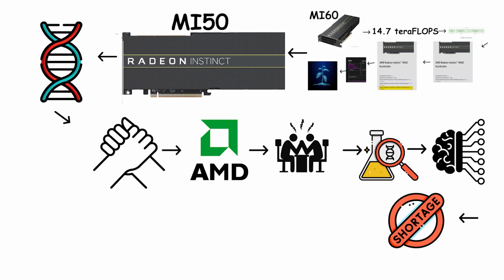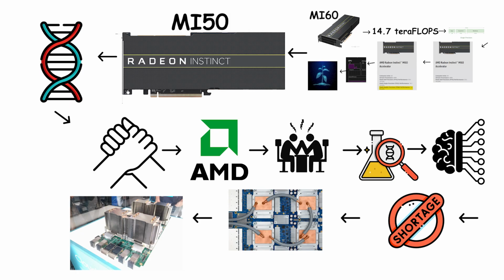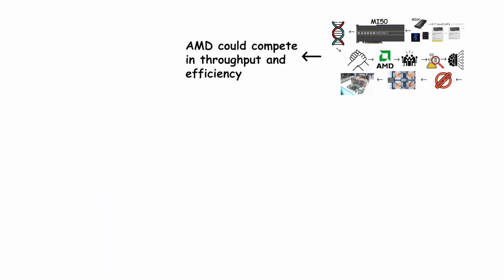However, they still lacked any dedicated tensor processing hardware, the specialized math blocks NVIDIA had already introduced. So while AMD could compete in throughput and efficiency, it could not yet match the tensor-specific acceleration for deep learning training.